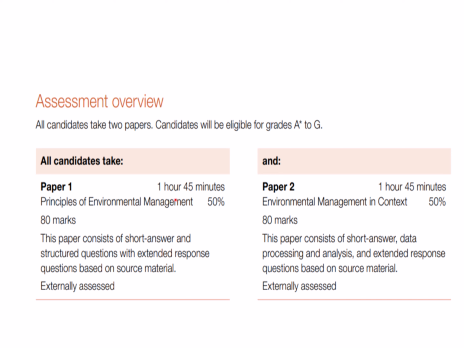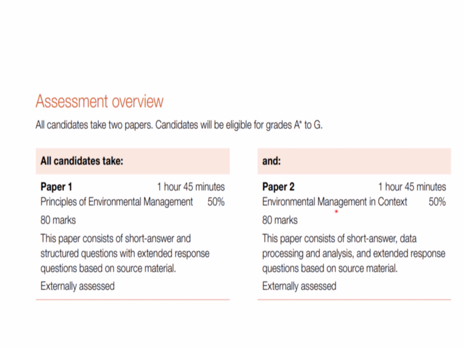The duration for paper 1 is 1 hour 45 minutes. This paper carries 80 marks, which is 50% of your final grade. In this paper, you will answer short answer questions and structured questions. Some questions will also include source material such as diagrams, maps, or data. This paper is externally assessed by Cambridge. It means your school teachers will not check your papers. This paper will totally be assessed by Cambridge.